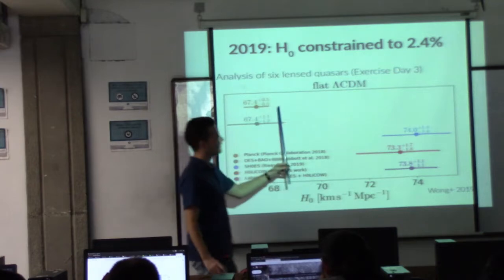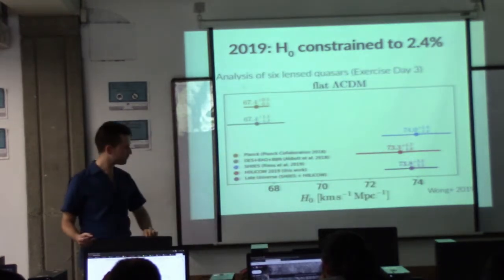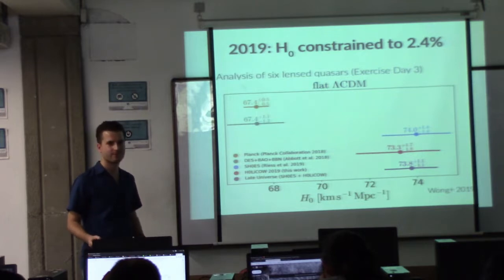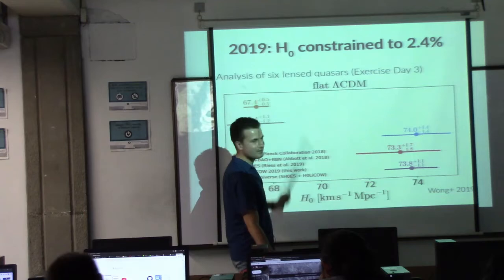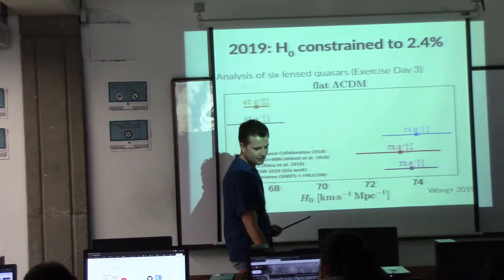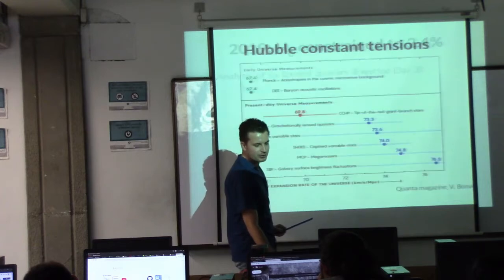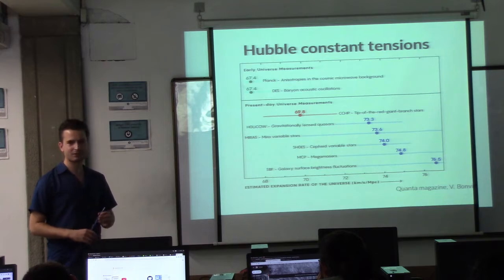They are hardly consistent within three sigma. That's what you get when your error bars get too small, that you start seeing these effects. So people have been trying to push this forward using different techniques, and it doesn't go away.